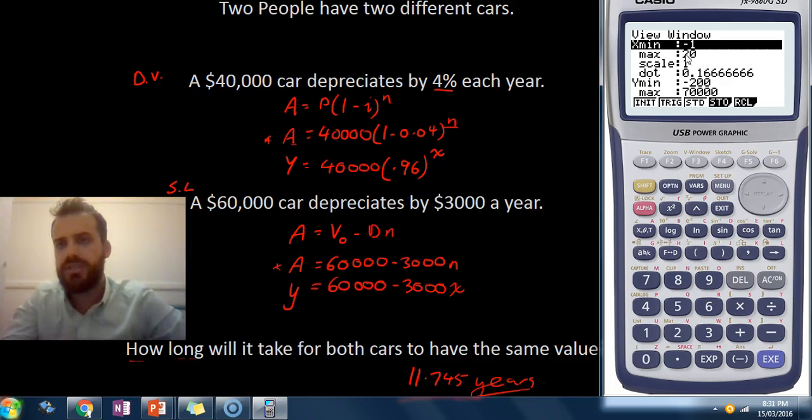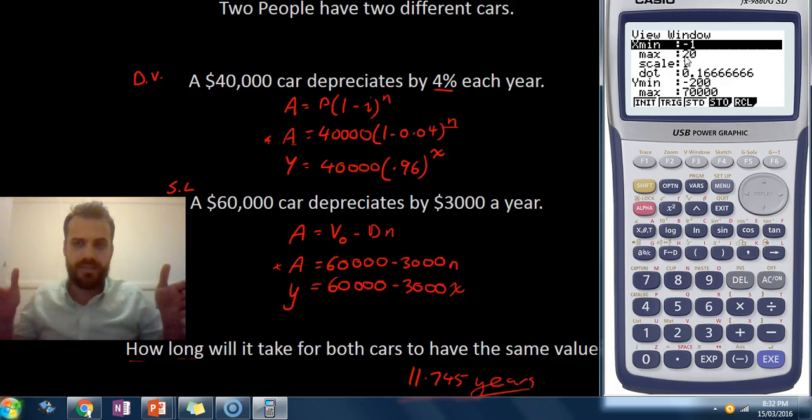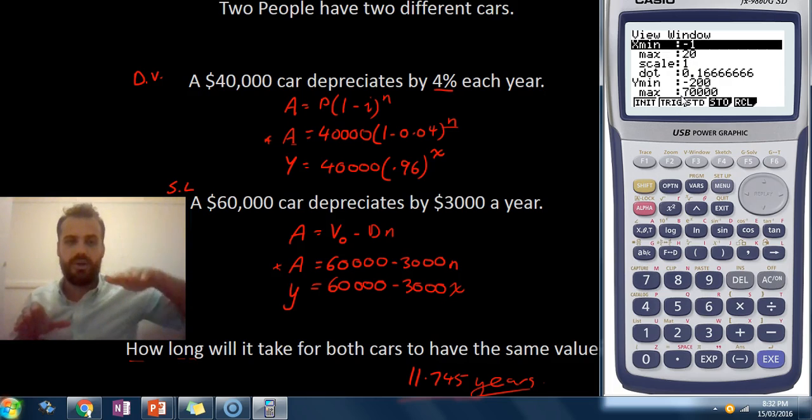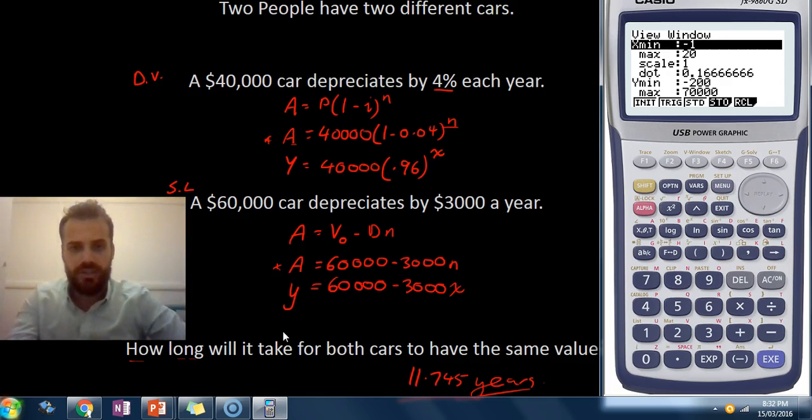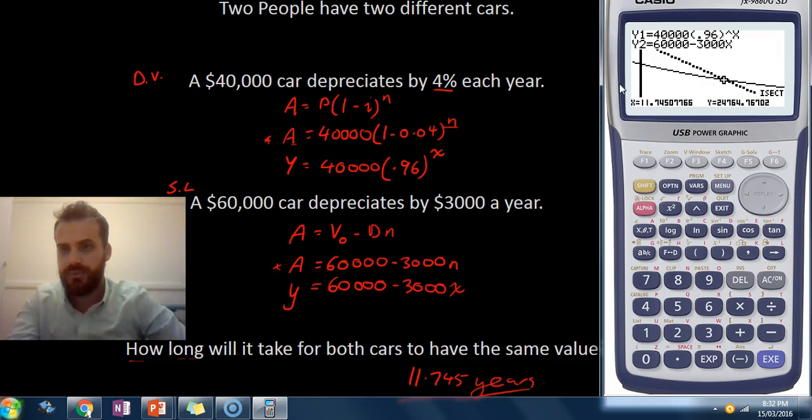And then you just need to make sure that your X maximum, that's how big your X axis is going to be, will cover the amount of time that you need to cover. And you need to make sure that your Y maximum is higher than the highest value of your car. So one of these cars is worth 60,000, so I made my Y maximum 70,000. And then that gives you a really nice view of everything that's happening in that graph.